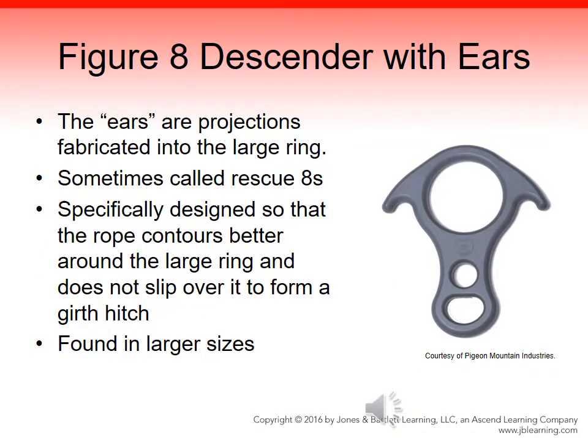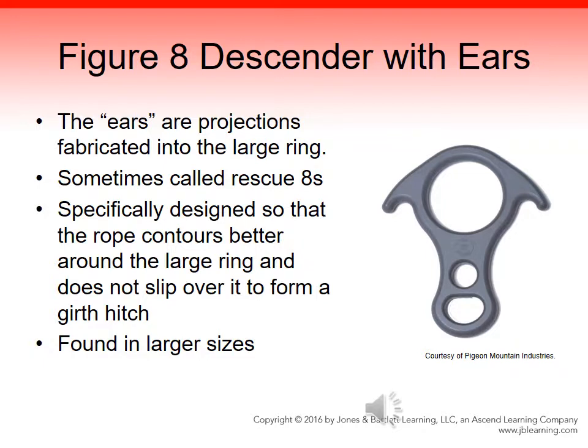In this slide, we see a picture of the figure 8 descender with ears. The ears in this device are projections fabricated into the large ring. These devices are sometimes called rescue 8s. They are specifically designed so that the rope contours better around the large ring and does not slip over it to form a girth hitch. This type of figure 8 is found in larger sizes.